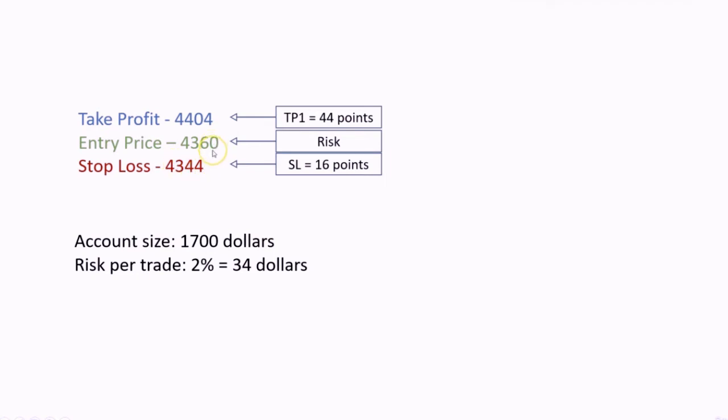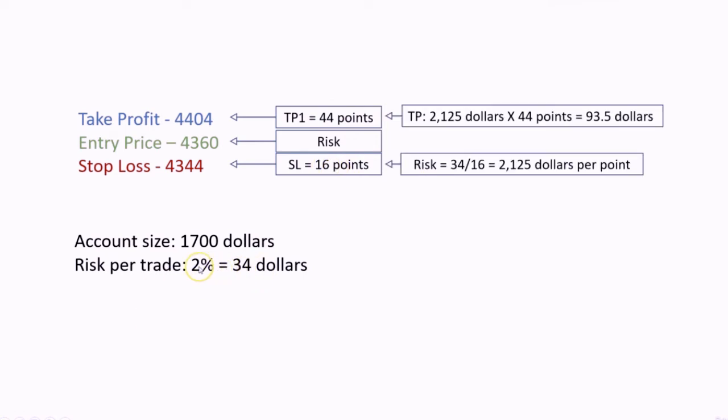So from the entry price to your stop loss, you have 16 points. So that's your risk, that's your stop loss, 16 points. Later, we will see that the take profit is at 4404. So that means 44 points. So this transaction, if you win, it will bring you 44 points. And if you lose, 16 points.